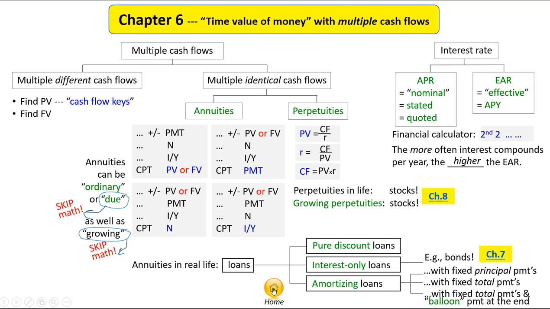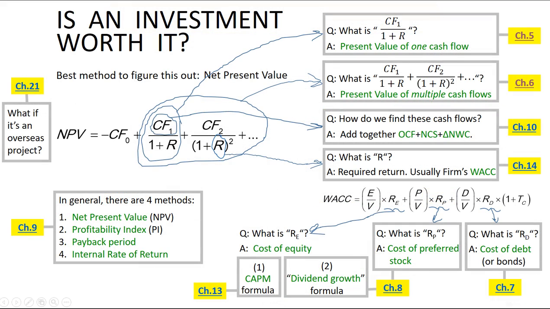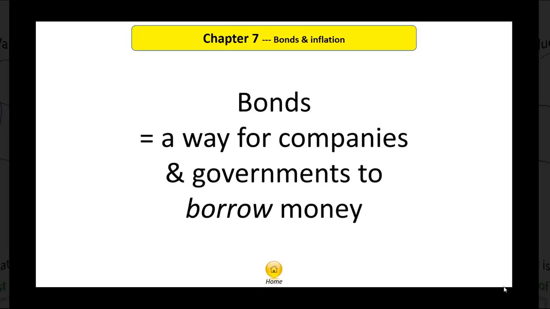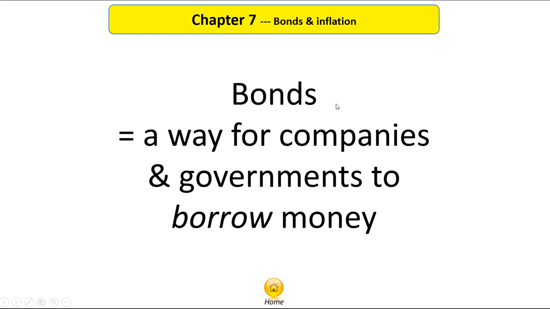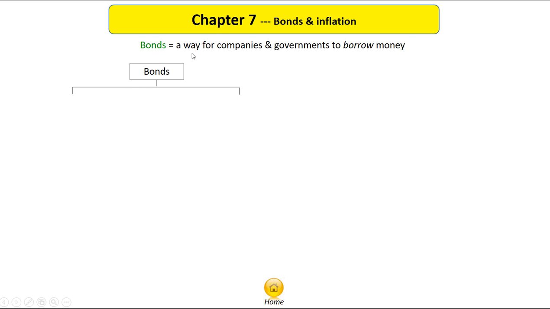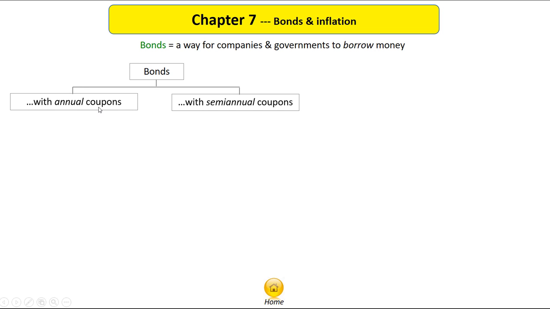Let's press the home button, and we are back at the overview of the entire course. Now let's click on chapter 7. Chapter 7 was on bonds. That's one way for companies and governments to borrow money. Bonds could have annual coupon payments or semi-annual coupon payments.